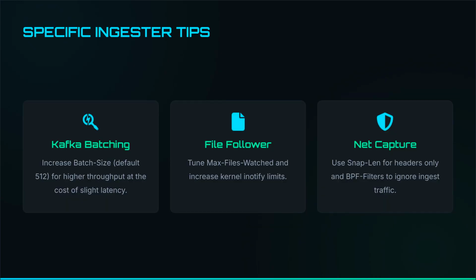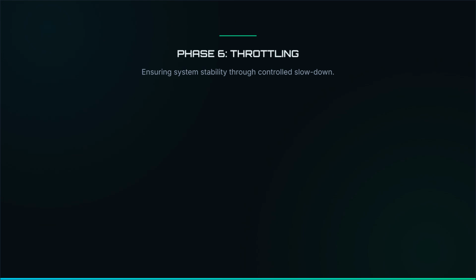Specific ingester tips include increasing Kafka batch size for higher throughput, tuning max files watched for the file follower, and using BPF filters and SnapBlend for net capture. Phase 6 addresses throttling, ensuring system stability through controlled slowdown.